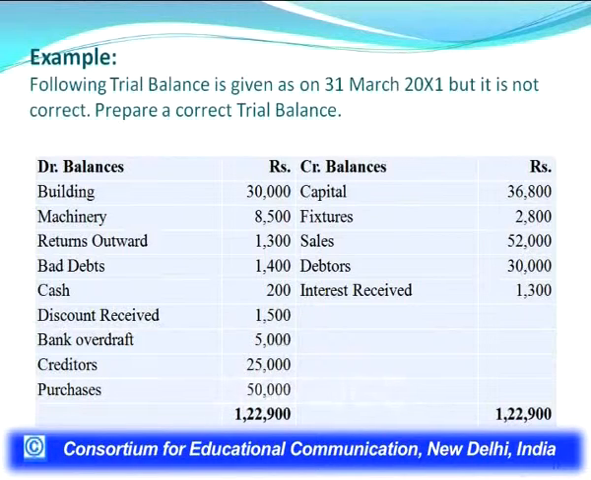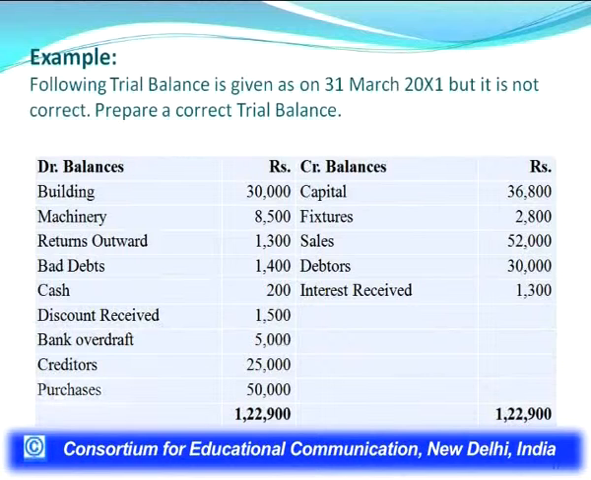Creditors are also a liability. It should be shown on the credit side. Purchase account is correctly disclosed on the debit side, purchase of goods. So, what we have noticed after analyzing and studying this on the basis of the basic rules of debit and credit, we could notice here that some items have been wrongly placed.